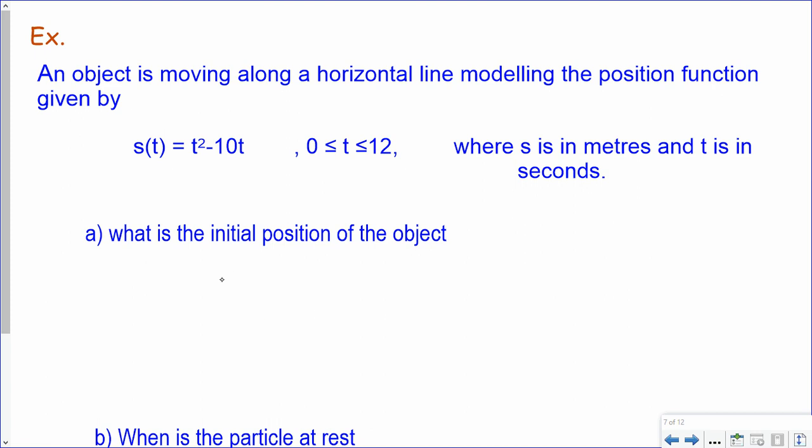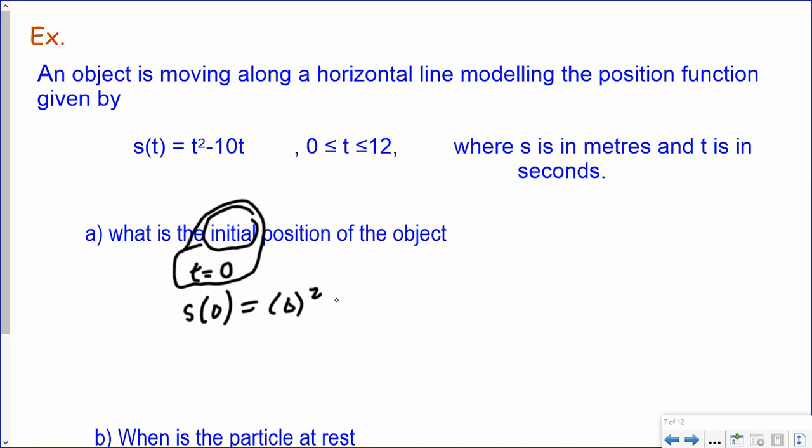The initial position is when t equals 0. That's always, okay, when you see the word initial, that means t equals 0. So plug in t equals 0 into the displacement function and find out what's the original displacement of this particle. Well, it looks like it's 0 meters. So it starts at the origin initially.